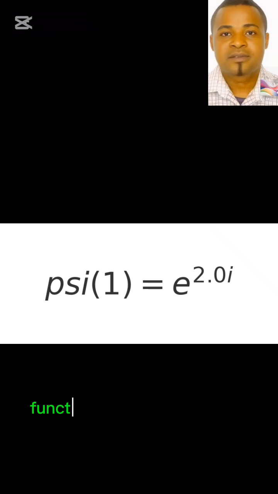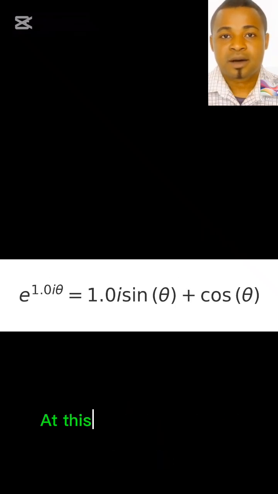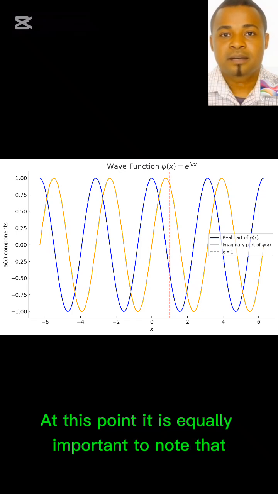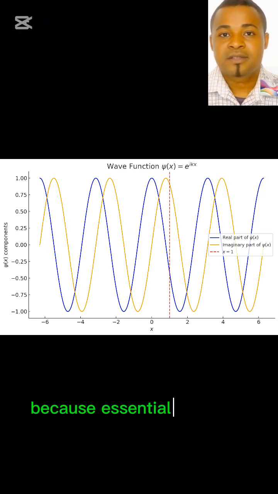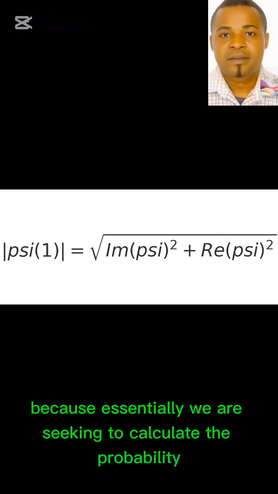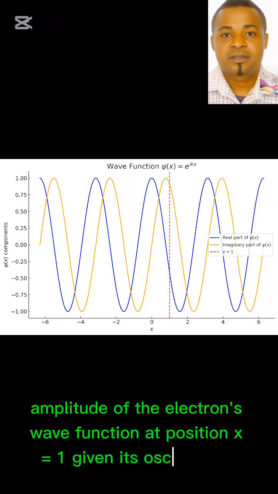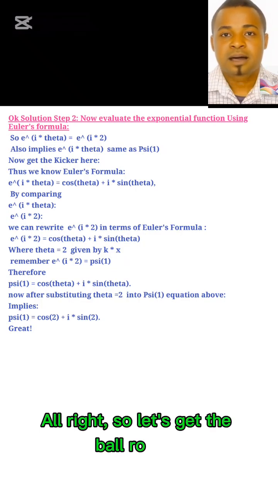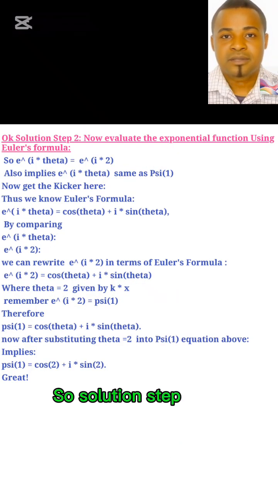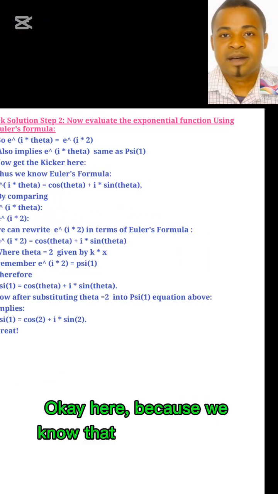Alright, great, let's move on to the next solution step, and to do that we would have to transform the result of psi of 1, thus the complex exponential, into trigonometric functions by evaluating it in the context of Euler's formula. At this point it is equally important to note that the wave equation or the trigonometric function is key, because essentially we are seeking to calculate the probability amplitude of the electron's wave function at position x equals 1 given its oscillations. Alright, so let's get the ball rolling.